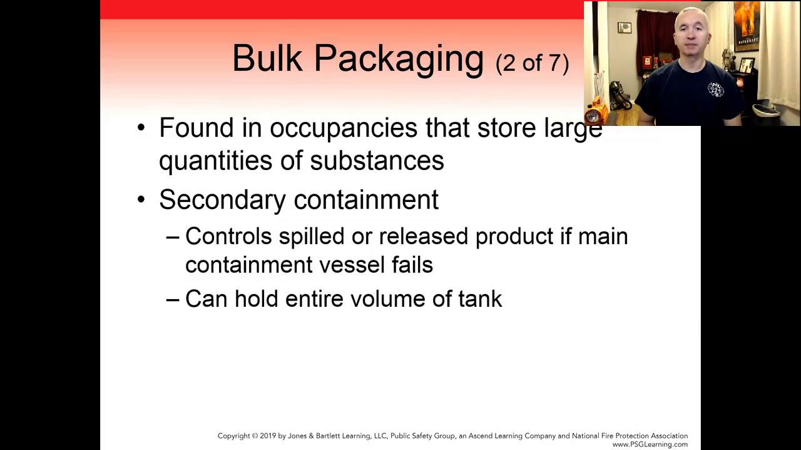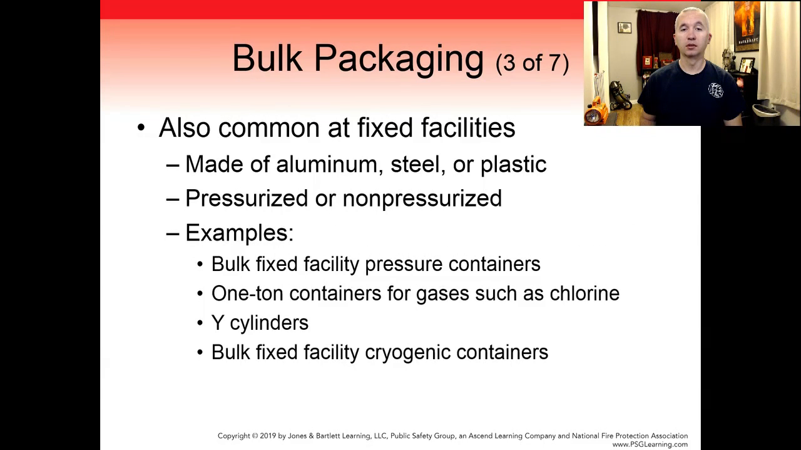Bulk packaging is found in occupancies that rely on and need to store large quantities of a substance. Secondary containment is an engineered method to control spilled or released product if the main containment vessel fails. A secondary containment system can typically hold the entire volume of the tank itself. Large volume storage tanks are also commonly found at fixed facilities. They are usually made of aluminum, steel, or plastic and can be pressurized or non-pressurized.